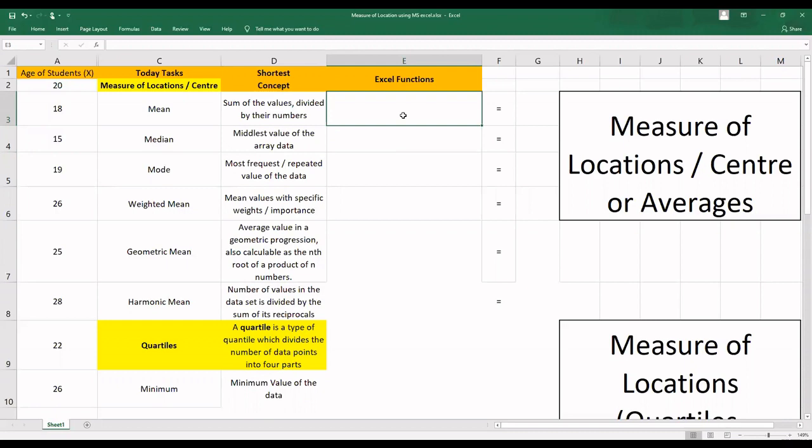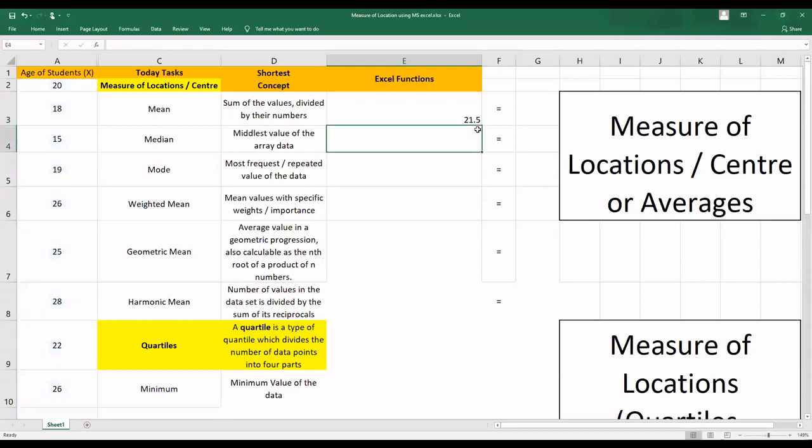So first is mean. The short concept I gave in the D column: the sum of the values divided by their number. It's the easiest way to find it. You just sum the values and divide by their number. Using Excel with the direct function, the command is AVERAGE. Just use AVERAGE and drag down the values. I have selected 10 values from A2 to A11. Just close the bracket and enter.